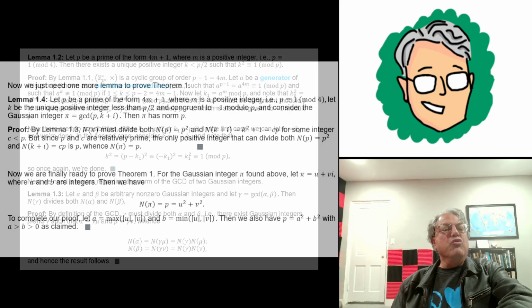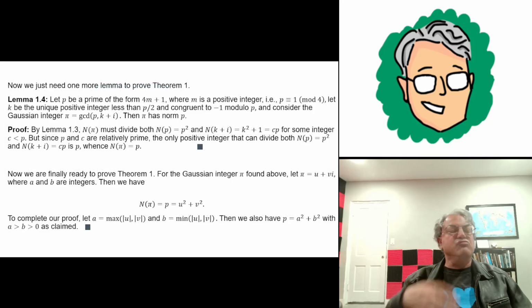Now we just got one more lemma. The last lemma, this one I think is a little bit trickier. I'm going to actually construct a Gaussian integer of norm p. Again, we're letting p be a prime of the form 4m plus 1, a prime congruent to 1 modulo 4. And we're going to let k be the number we found previously, the unique integer less than p over 2, such that k squared is congruent to minus 1 modulo p.